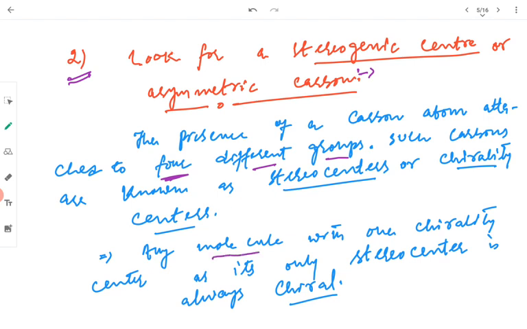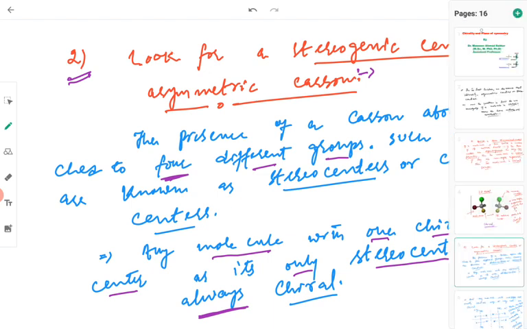Any molecule with one chirality center, meaning any molecule which has a carbon attached to four different groups as its only stereocenter, or one asymmetric carbon, will always be chiral. It will always be chiral, right?